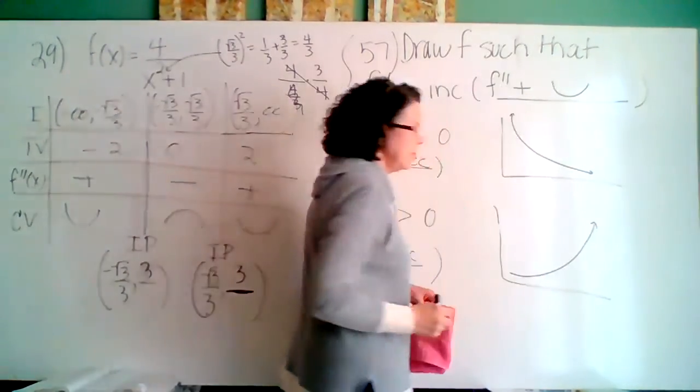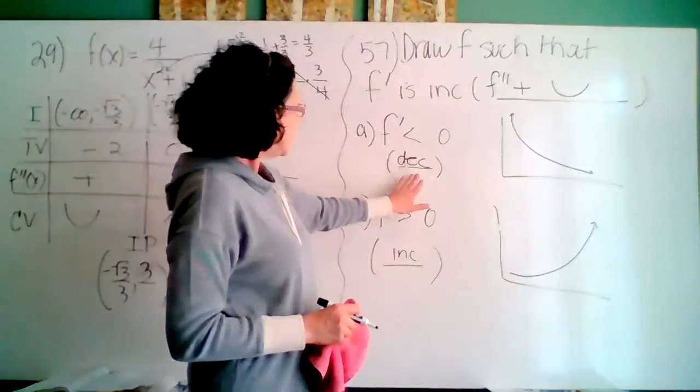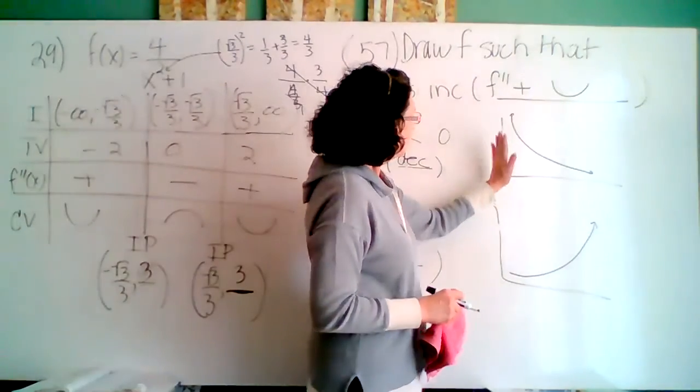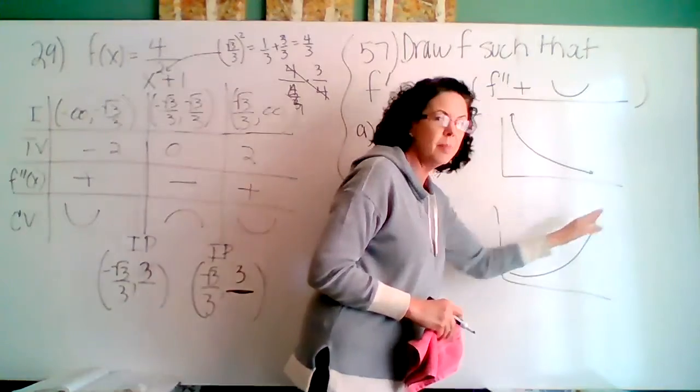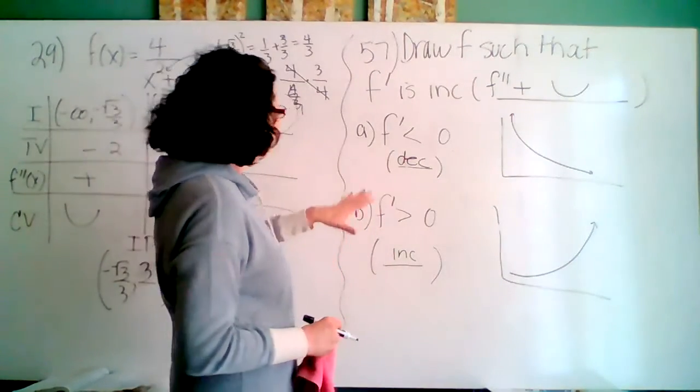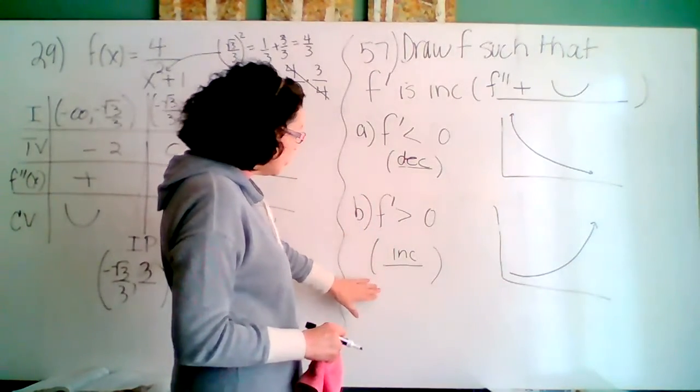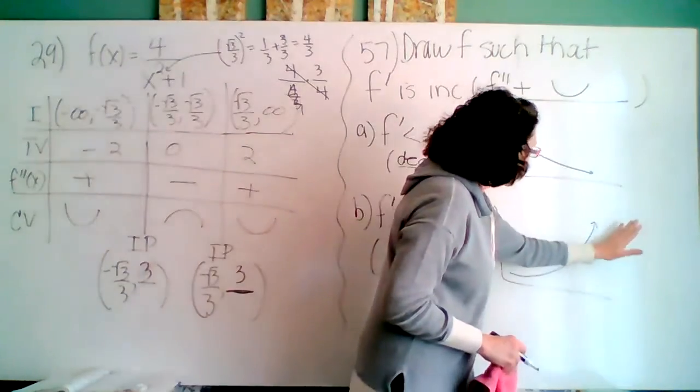So A is decreasing, concave up: as I go left to right, decreasing, and it's concave up. I'm hoping I said that right the first time. And then B, increasing and concave up.